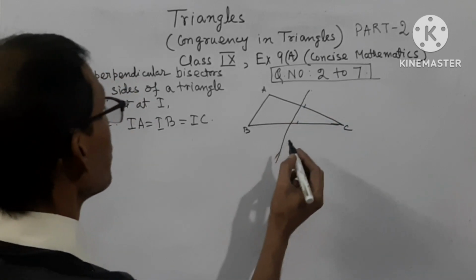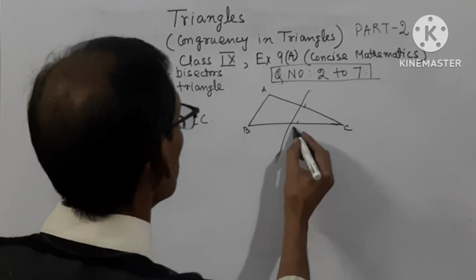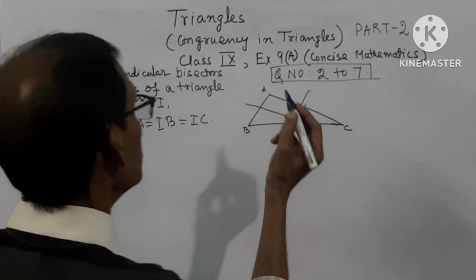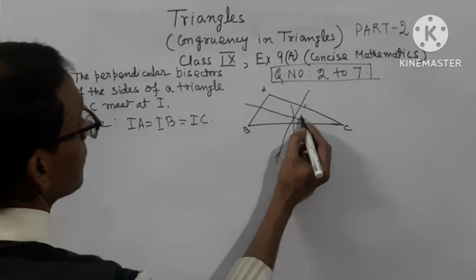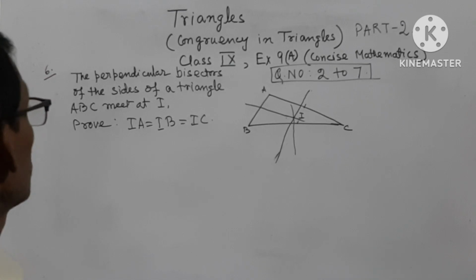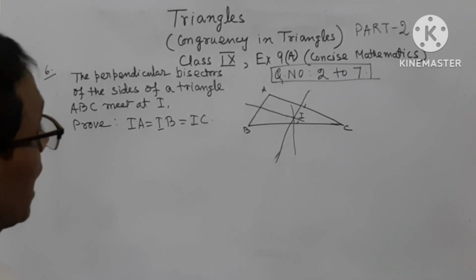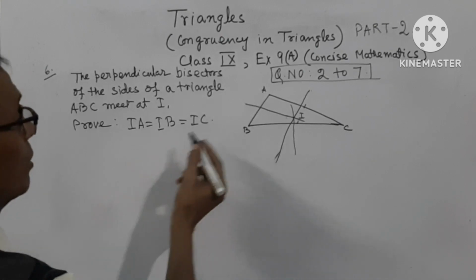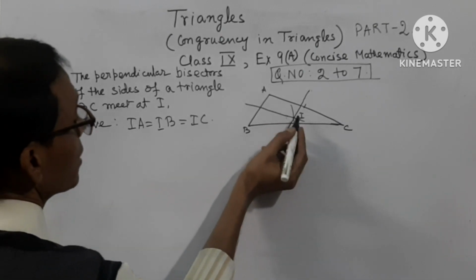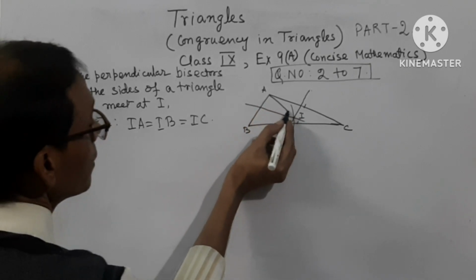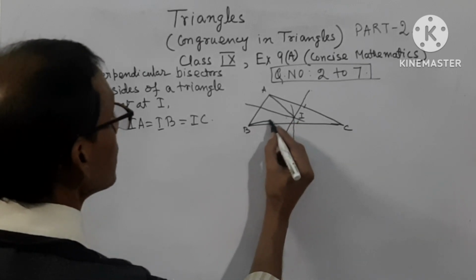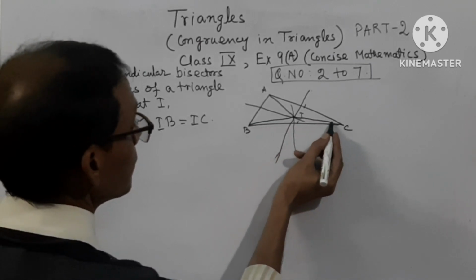This will be like this, and this and this all will meet at I. Perpendicular bisectors of sides of a triangle ABC meet at I. This is I. Prove IA equal to IB equal to IC. Let's join IA. If I don't join, I cannot prove it. IB and IC.